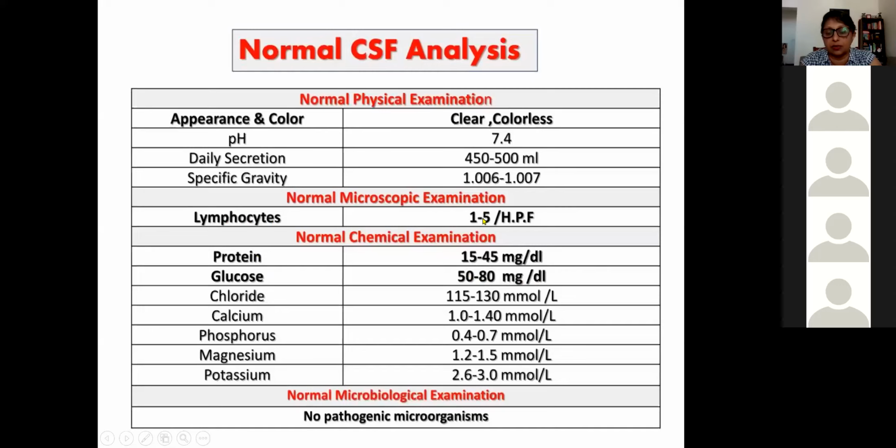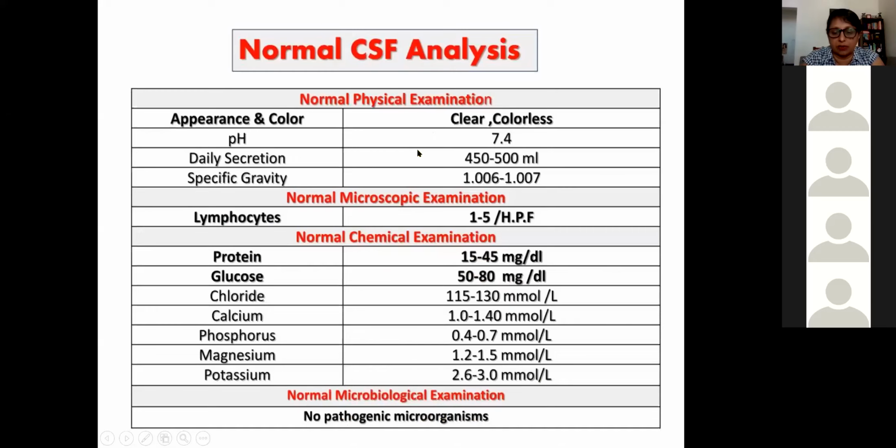Lymphocytes or the cells, only up to 5. Normal level I am telling. Protein, 15 to 45. Glucose, 50 to 80. So this is the normal CSF level, and there won't be any pathogenic organisms in the CSF. This is the normal microbiological examination, the normal CSF analysis.